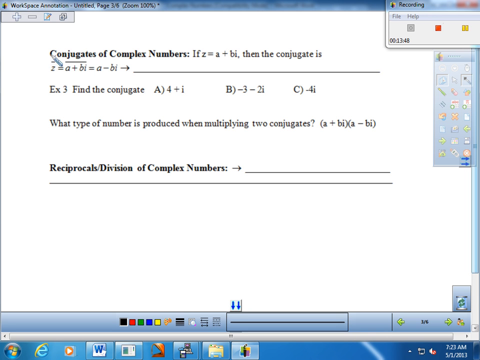So it says conjugates of a complex number. So guys, here's your complex number. You'll see this come up with these complex numbers, the z. So z is going to be our complex number.